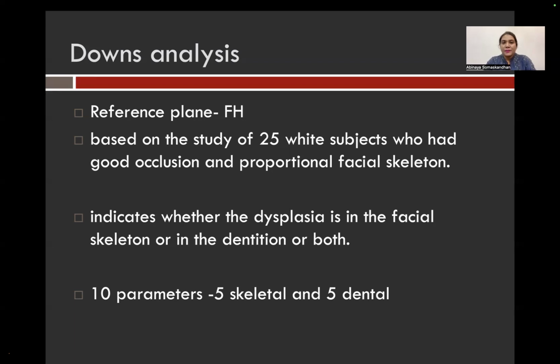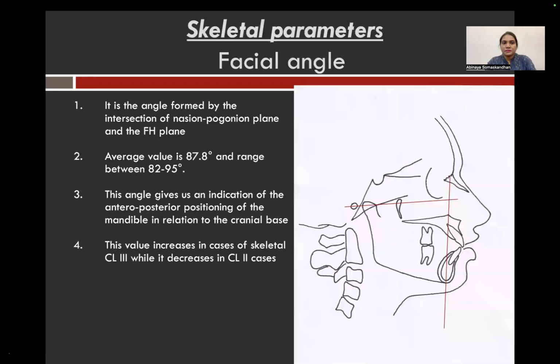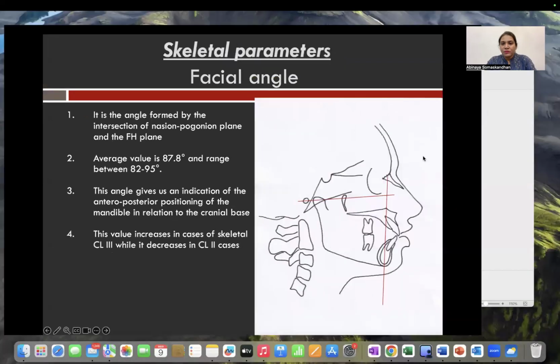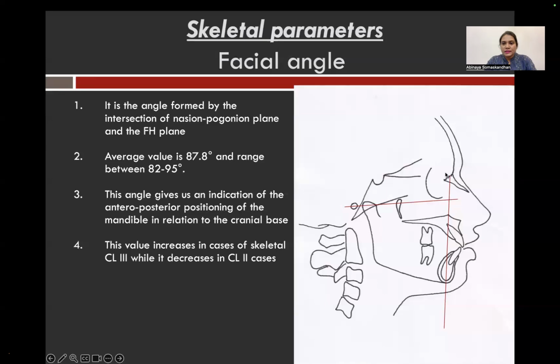So there are 10 parameters which are assessed in Downs analysis. 5 are going to be skeletal and 5 are going to be dental. Starting with the skeletal parameters, the first one which we will be seeing is the facial angle. It is the angle formed by intersection of the nasion-pogonion plane, which is this N-Pog, Nasion-Pogonion plane, and the FH plane. The average value is 87.8 degrees, and the range is between 82 to 95 degrees.